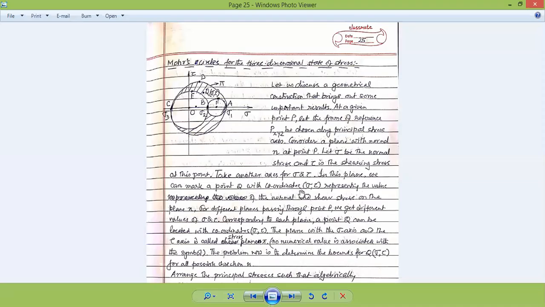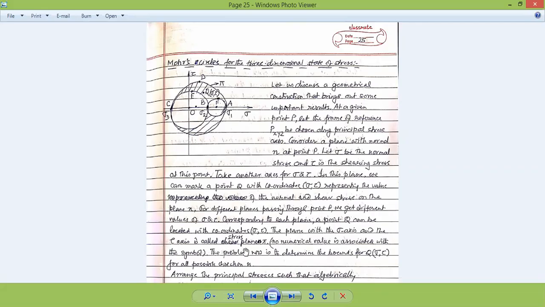We can take another point with coordinates sigma and tau, representing the value of the normal and shear stress in the plane N. For different planes passing through the same point, we can get different values of sigma and tau. Corresponding to each plane, a point Q can be located with coordinates sigma and tau. The plane with the sigma axis and the tau axis is called the shear plane.